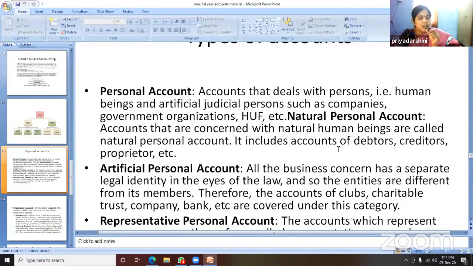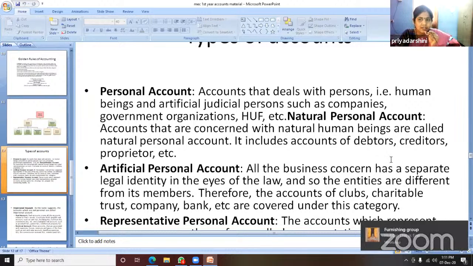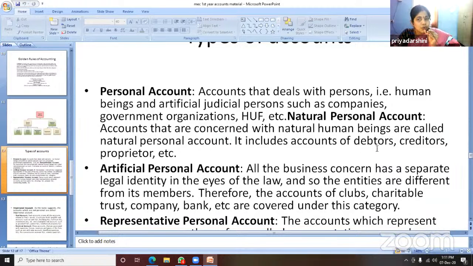It includes accounts of debtors. Who are debtors? Debtors are the persons who make purchases from our company on credit basis. These debtors are due to pay, they are owing to pay to our business, because they are making credit purchases. We deal directly with the debtors in transactions, so they become natural persons.